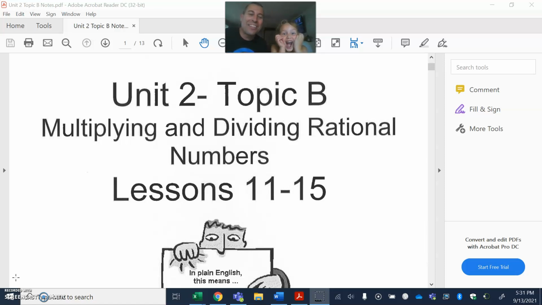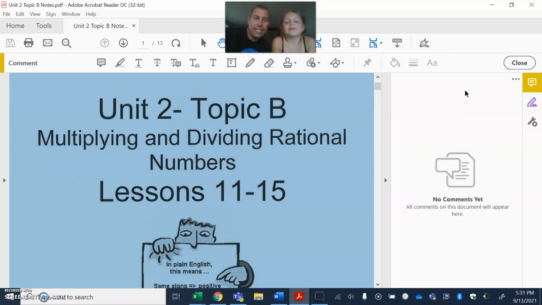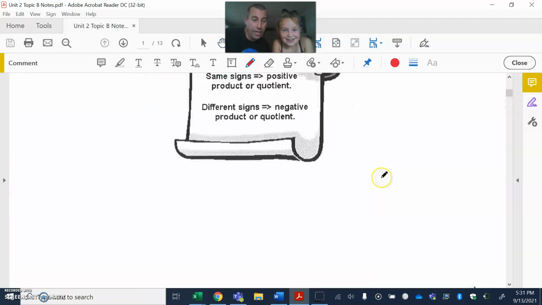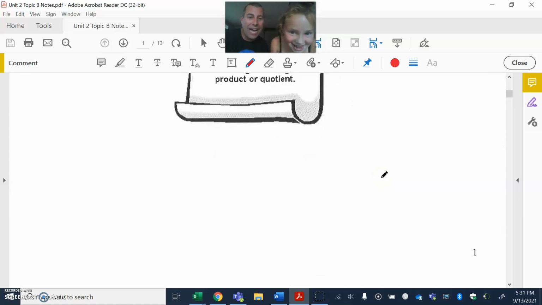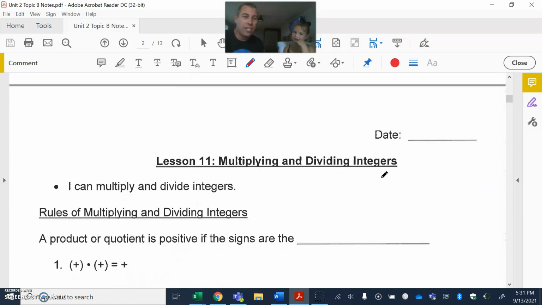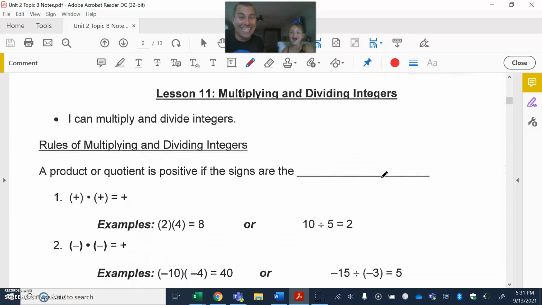Ella, yeah. So Ella's gonna help us out here with our lesson number 11. So Ella, let's get into this here and see what we're dealing with. We are gonna be multiplying and dividing with our integers. What do you think of that? That's exciting, I know.